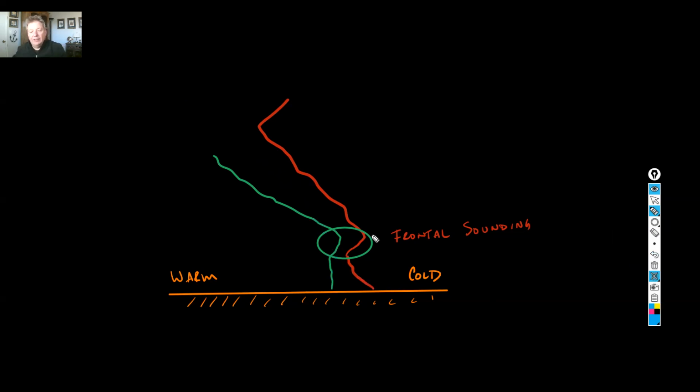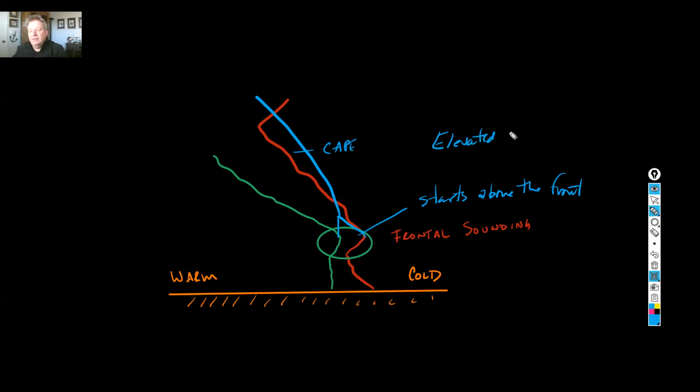But what if I lifted a parcel from above this inversion, above the front, in the warm air? Now I have all this CAPE from a parcel that starts above the front. So I have surface-based air that is stable. Again, higher up, maybe the Showalter might see this, maybe not. But this is where we get elevated convection.